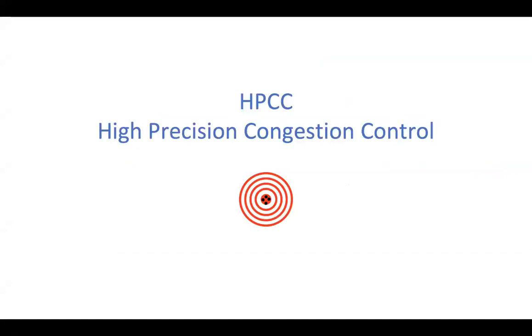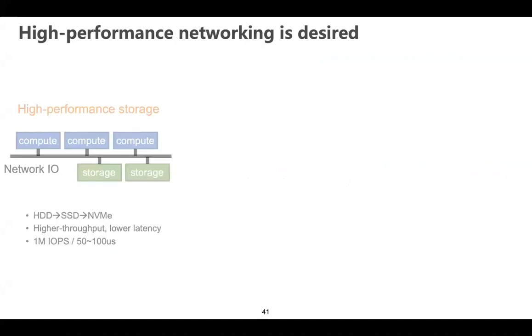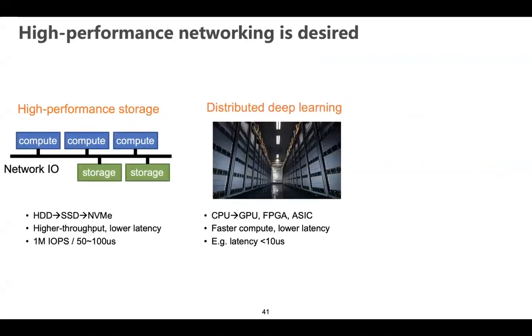The next project I will talk about is HPCC, which is the high precision congestion control. Today, high performance networking is desired in the cloud. We have already discussed the new devices being deployed in data centers that have very fast speed storage and computing chips. And they also have very low latency.